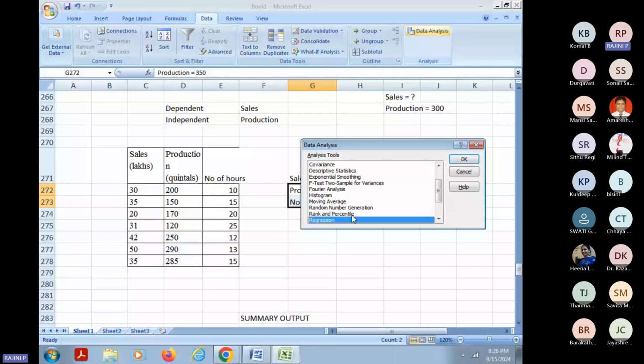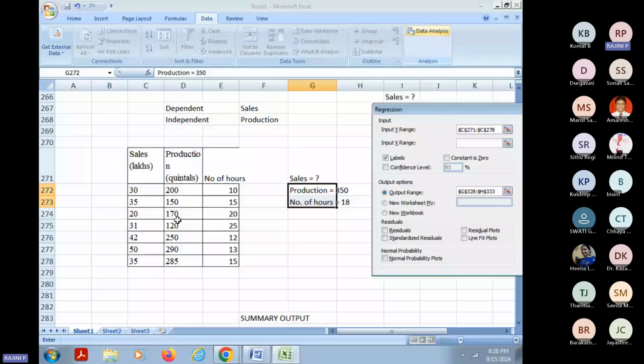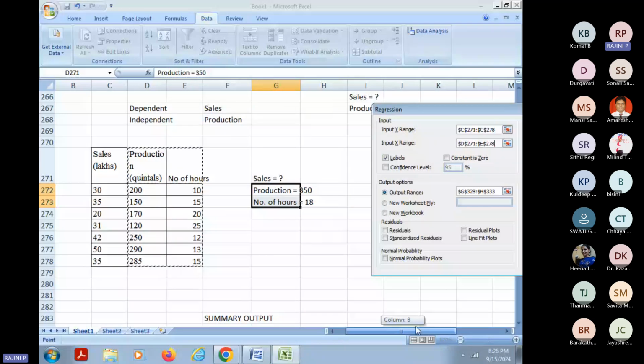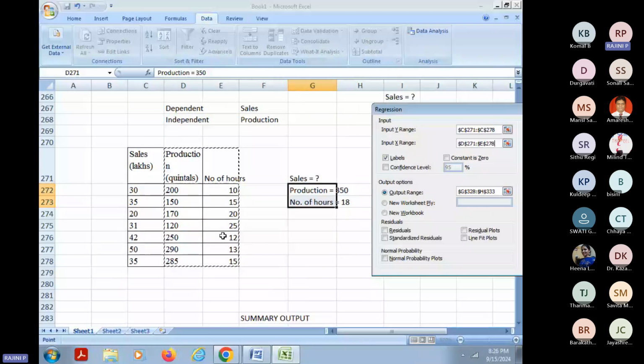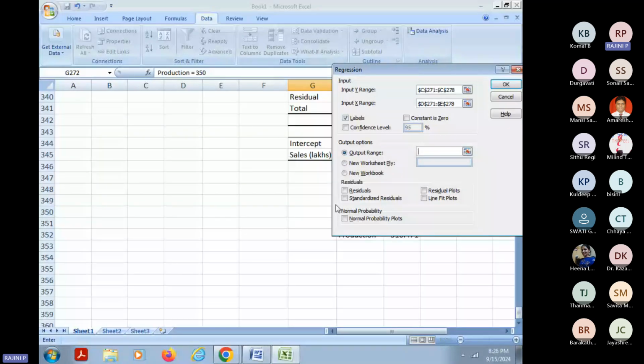Generally, the dependent variable means the Y value. I need to find sales. For the independent variables, in the previous example you took only one, but now you take two independent variables simultaneously, together. Just select the two independent variables, then click on labels and output range, where I want to see the output. I want to see the output here, then okay.